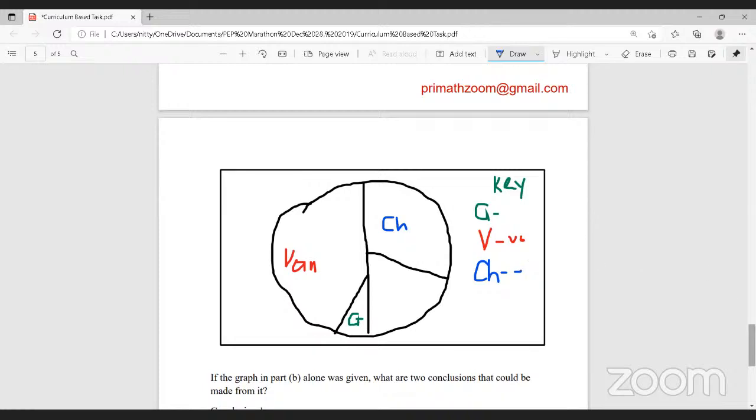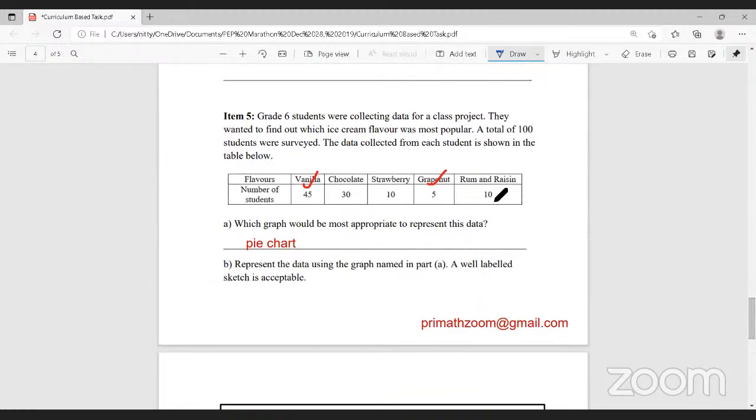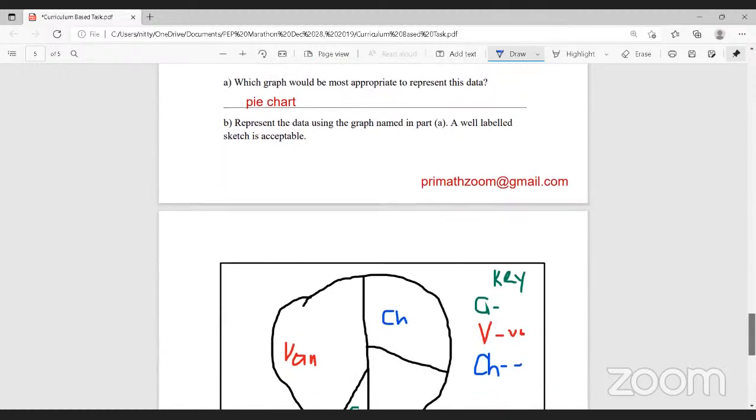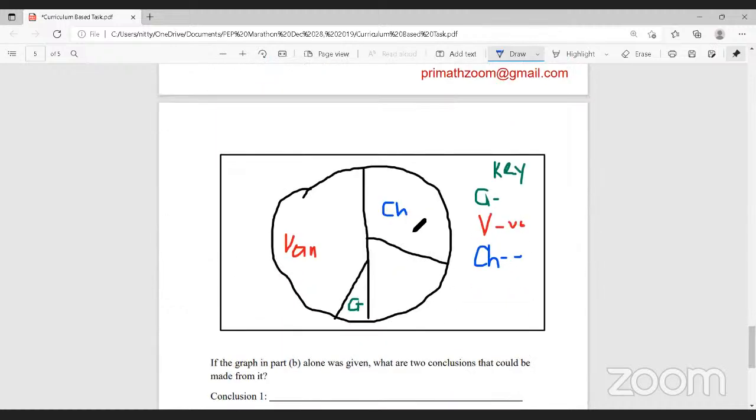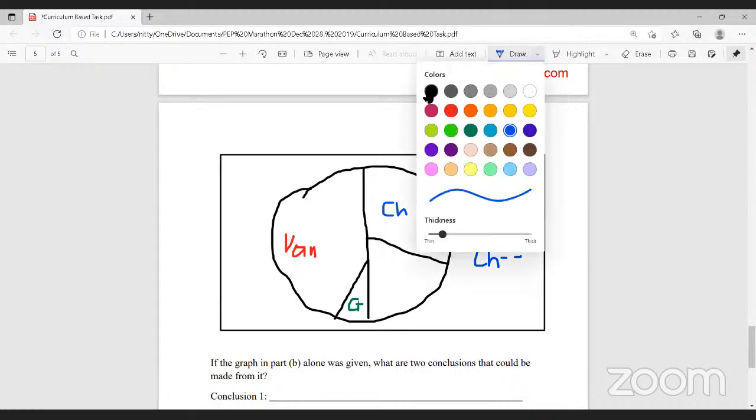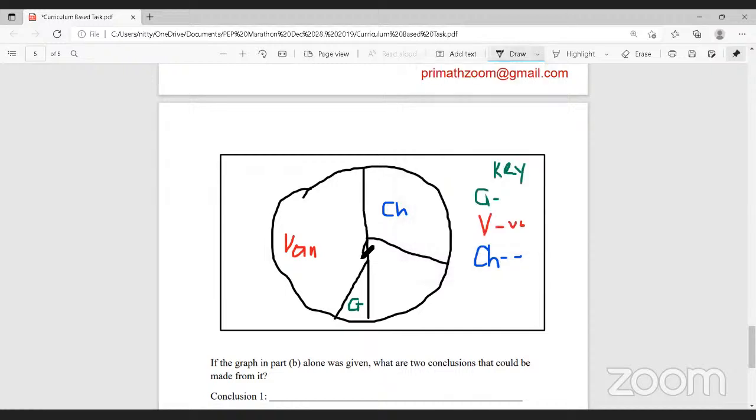All right, so we have 3 flavors represented. We have strawberry 10 and rum and raisin 10. So strawberry 10, we have 2 more, so we're just going to divide this remaining part equally. Now let me just fix this properly. Everything has to come from the center properly. And remember, it's not drawn to scale. I'm just using my free hand.